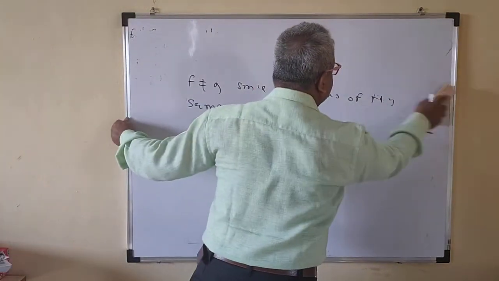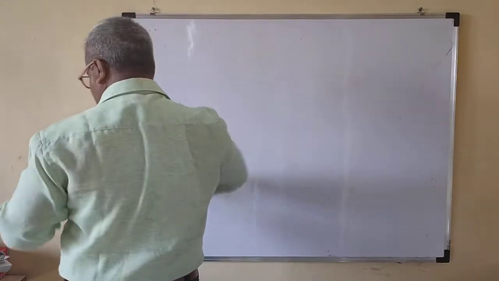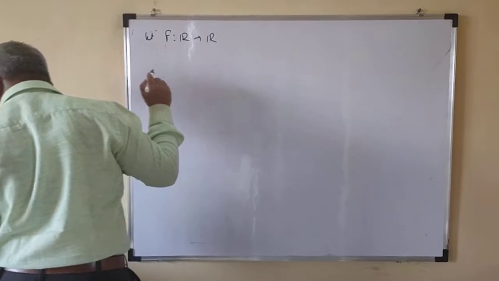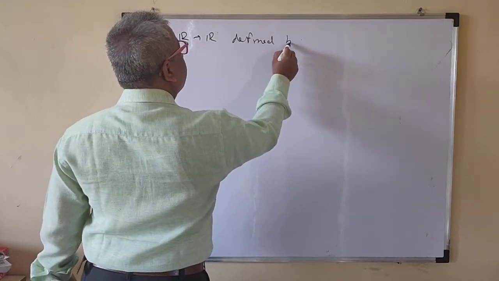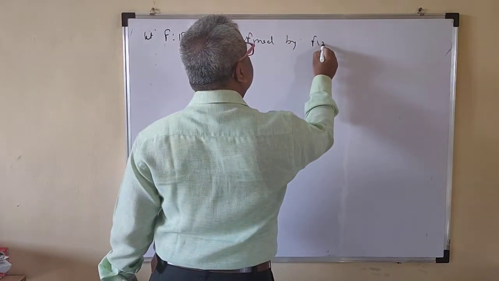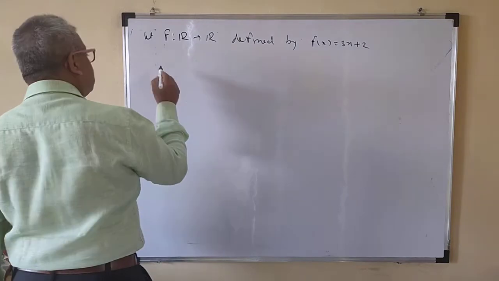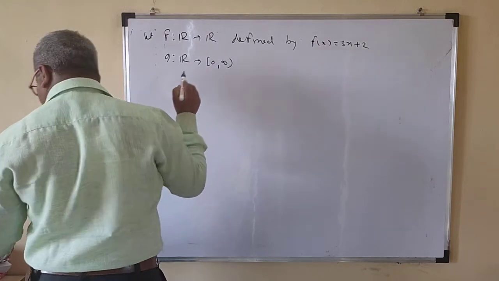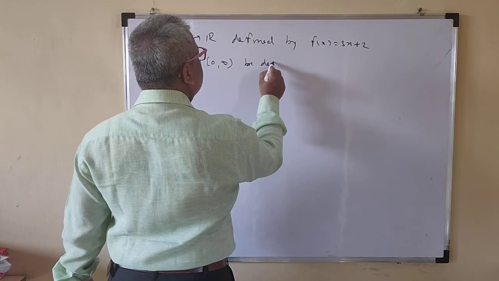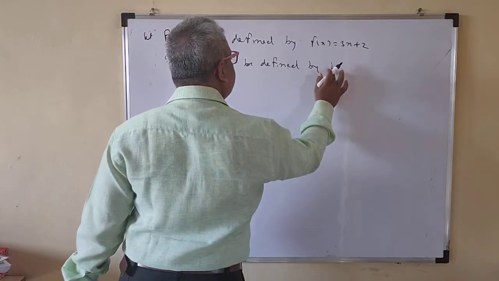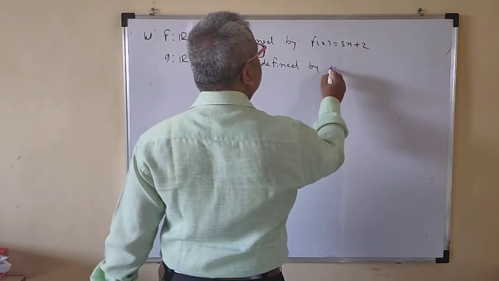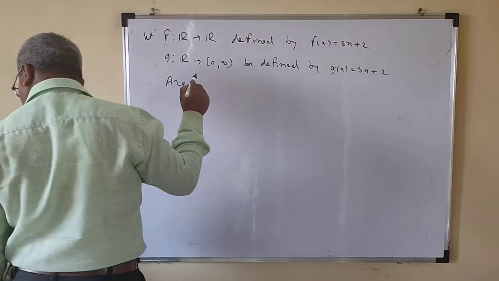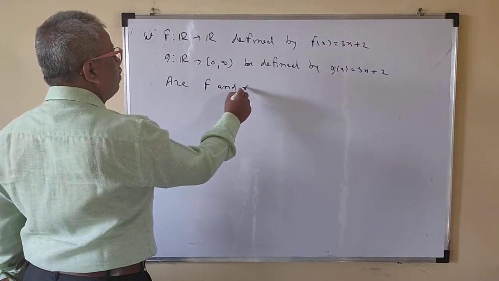Next, second example we take. Let f from R to R be defined by f of x is equal to 3x plus 2, and g from R to the closed interval 0 to infinity be defined by g of x is equal to 3x plus 2. Are f and g equal?